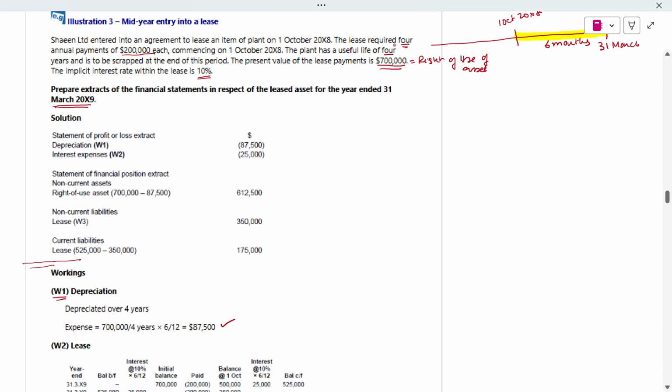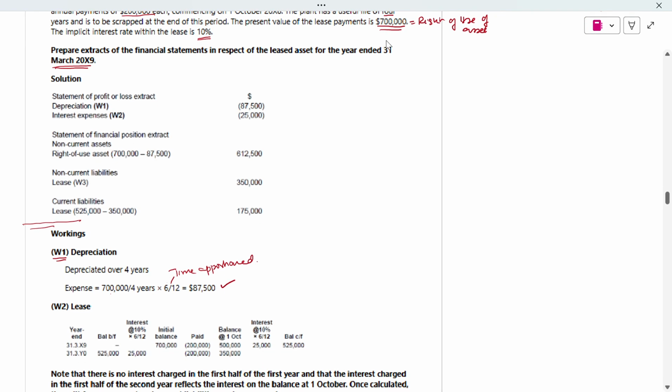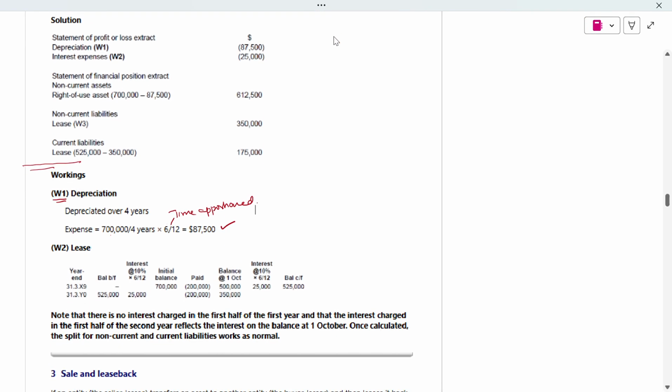Working one. Depreciation is how much? 700 divided by 4, because it is given as time apportioned. Is it right? It is time apportioned. We have to take it only for the 6 months. Now, what they have said is that the interest also we have to take for 6 months.